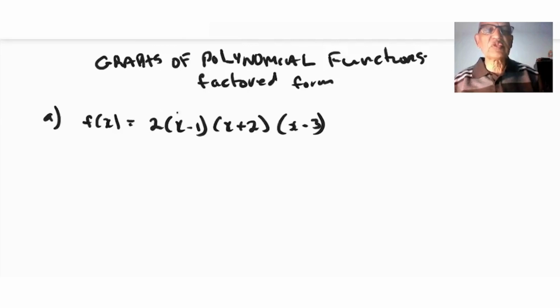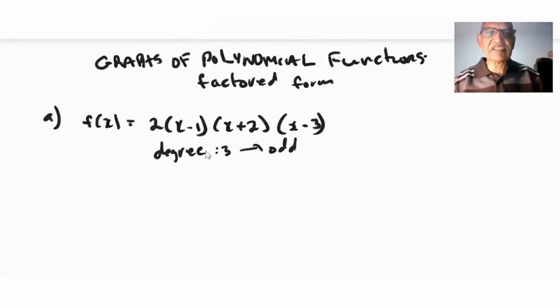The first thing we should see is we have to find the degree of this function here. I can see it here. The exponent here is 1 plus 1 plus 1. So the degree is 3. Therefore, I say the function is odd.